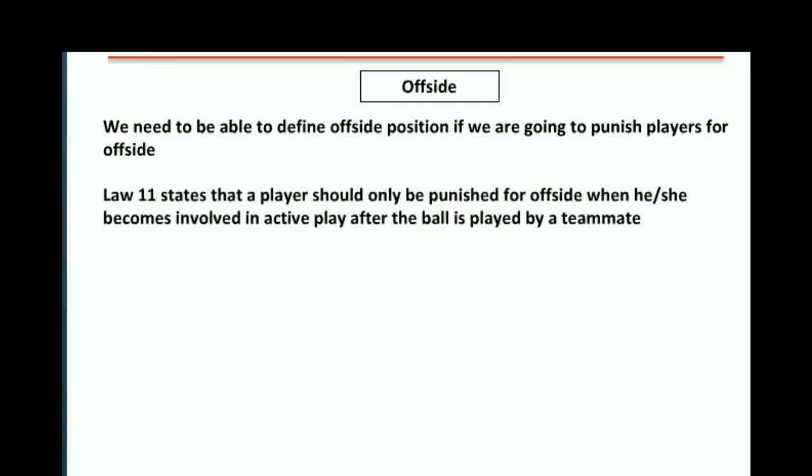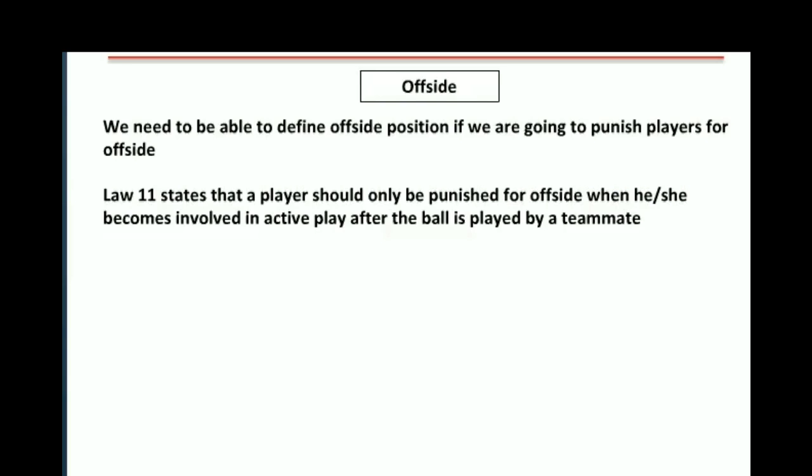Well, if we're going to have a rule where attackers in offside position create an indirect free kick, we'd better be able to define what offside position is and also be able to discriminate easily between being offside and being onside. Law 11, however, expressly states that a player cannot be punished for being in offside position unless that player becomes involved in the play after the ball is played by a teammate. This is an important distinction and one that probably causes more angst than any other clause in the laws of the game.